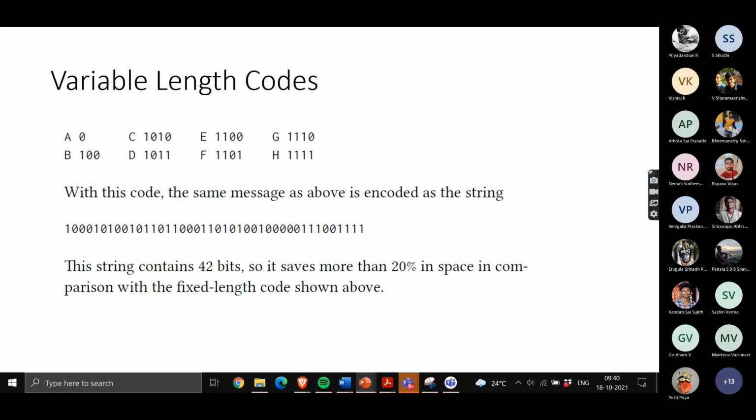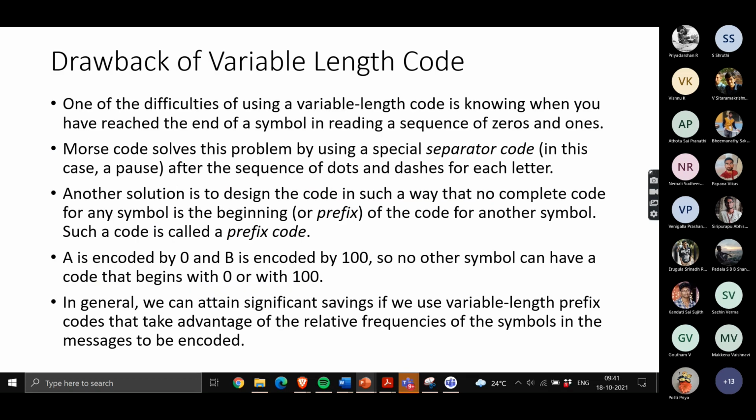Okay, so we are talking about encoding schemes. Encoding is nothing but representing each and every symbol in the form of zeros and ones in binary terms, with a fixed length or with a variable length. Now this is the drawback: fixed length coding will consume much space. So how to solve this problem?